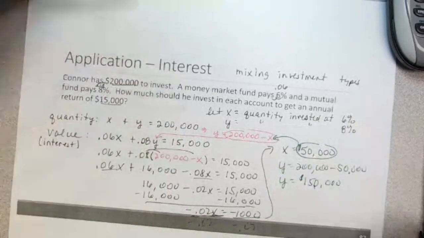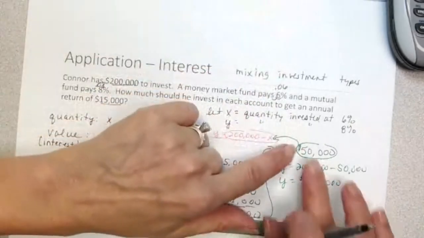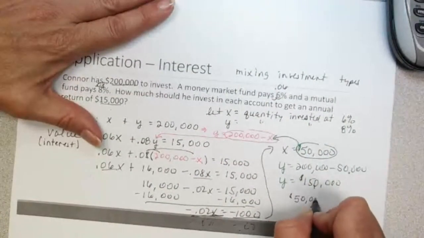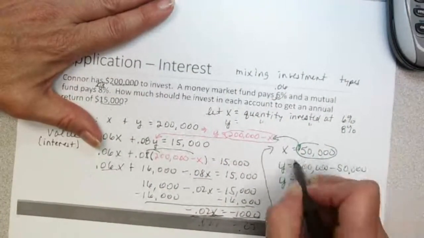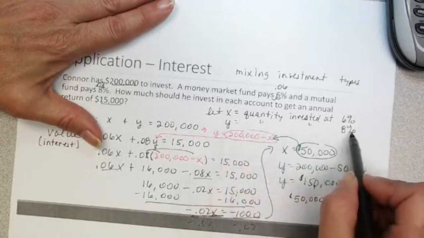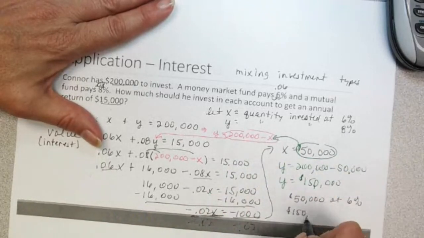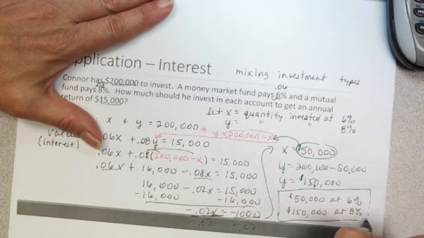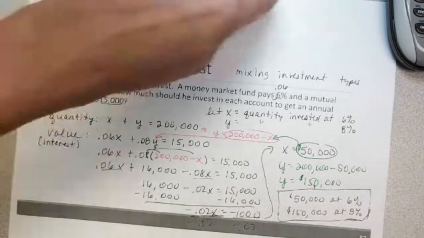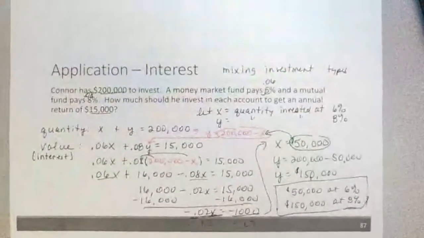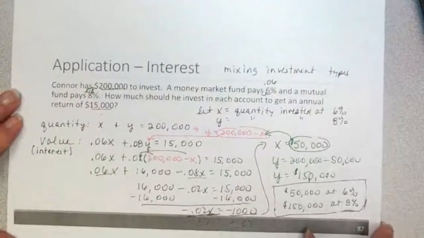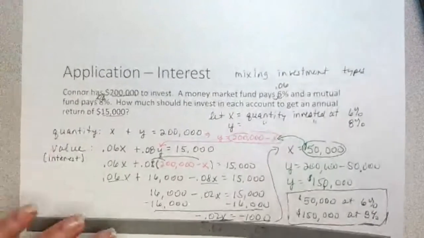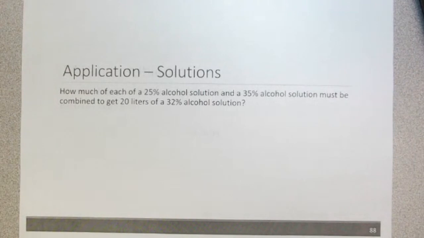Okay, so what's my final answer here? I'm investing 50,000 at, what was x? That was 6%. So we want to invest $50,000 at 6%. And then y was the 8%, so $150,000 at 8%. Okay. Stretching it a little bit, right? But that's a mixture problem. We're mixing investments, mixing interest rates, I guess, mixing investment types. So the framework worked very nicely for us. Let's look at another one.